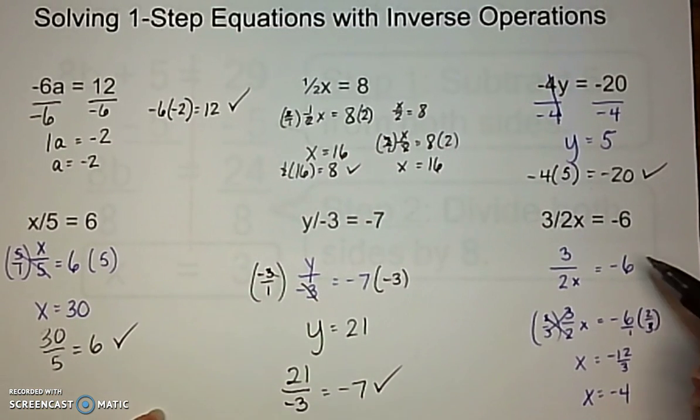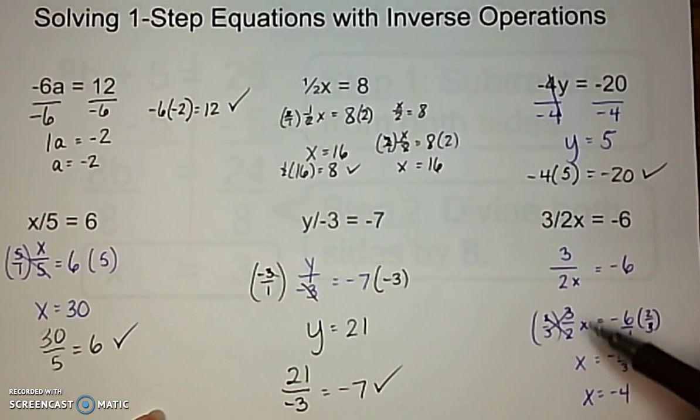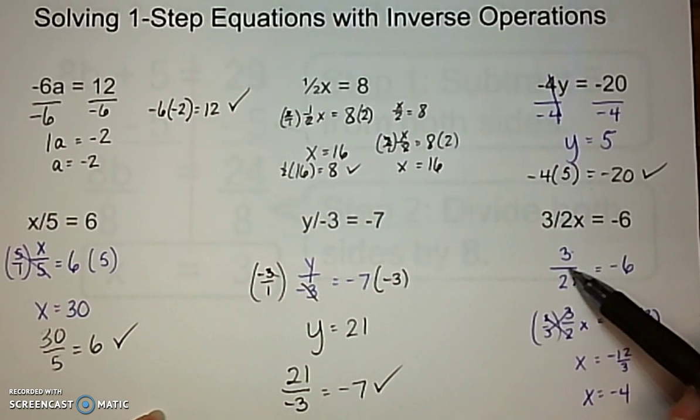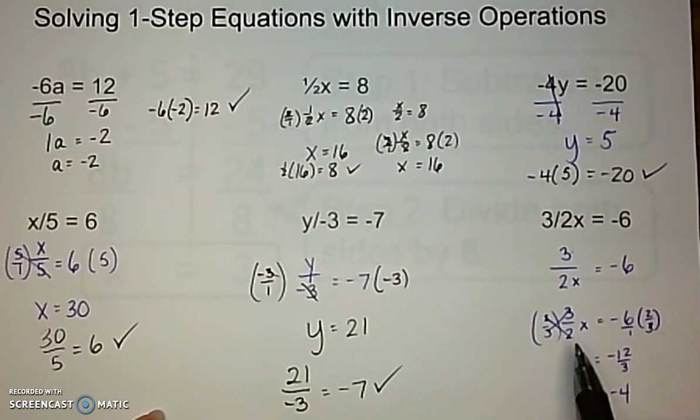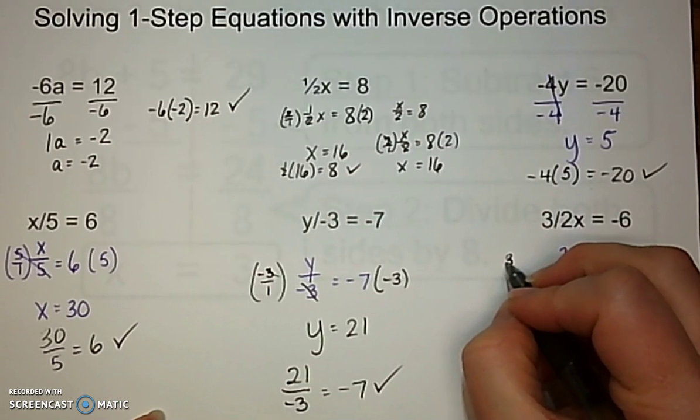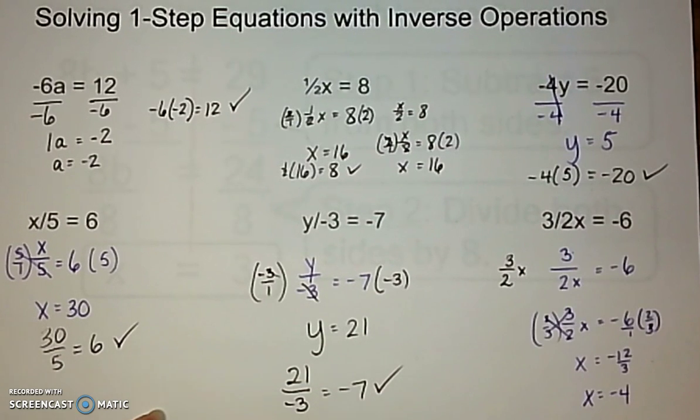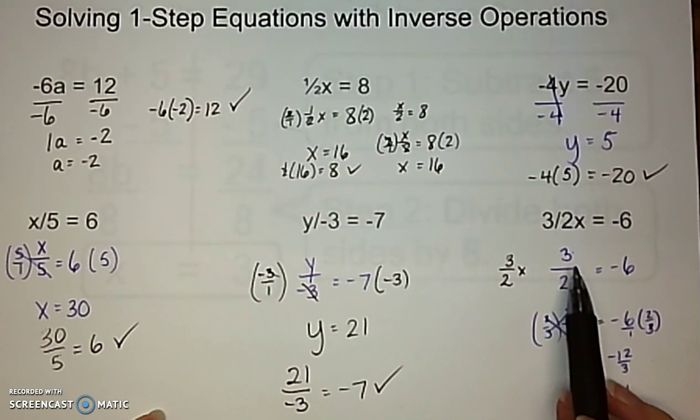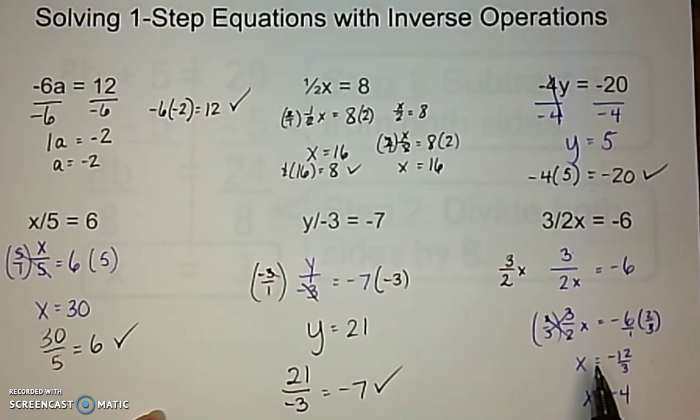And yes, it does. Over here, this is one that's a little trickier. And this is 3 over 2x. But I can also think of that as 3 over 2, or 3/2 x, like that. And it helps me see that I can then multiply by the reciprocal, which is 2/3.